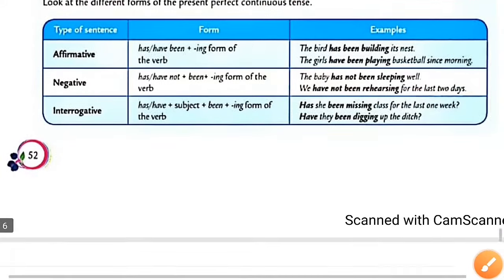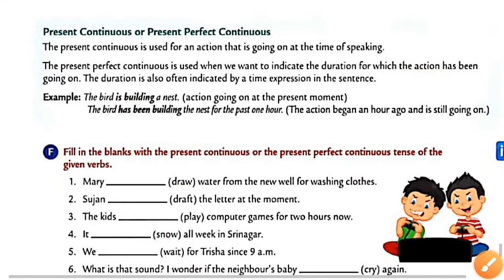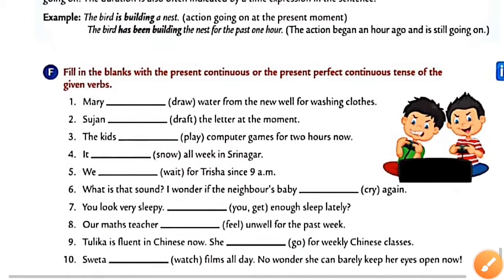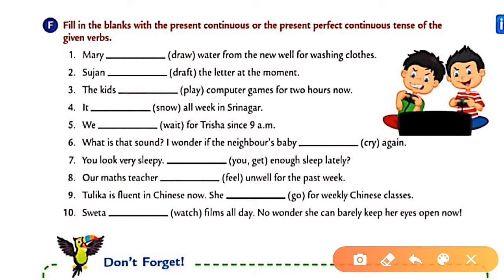Okay guys, move to your last exercise: present continuous and present perfect continuous. Present continuous is the work that is going on at the time of speaking, in the present time. Present perfect continuous is the work that started in the past but is still continuing in the present time. Part A: fill in the blanks with the present continuous or present perfect continuous tense of the given verbs.